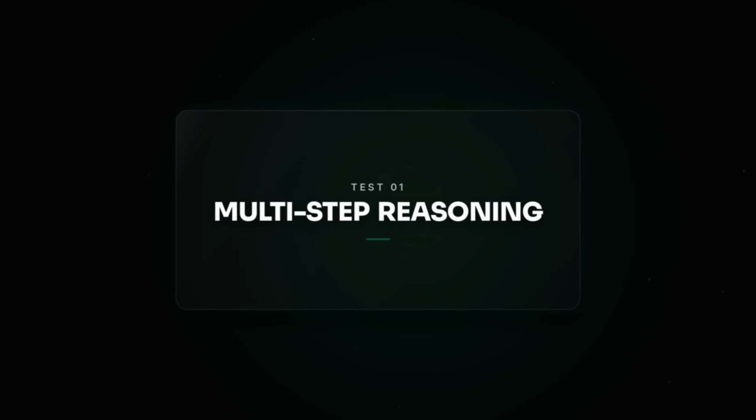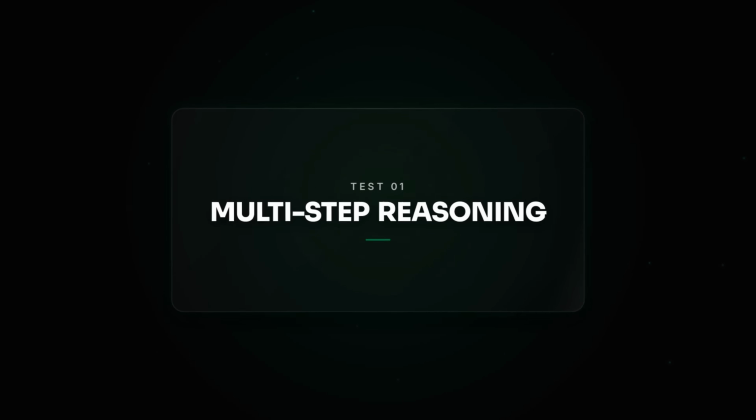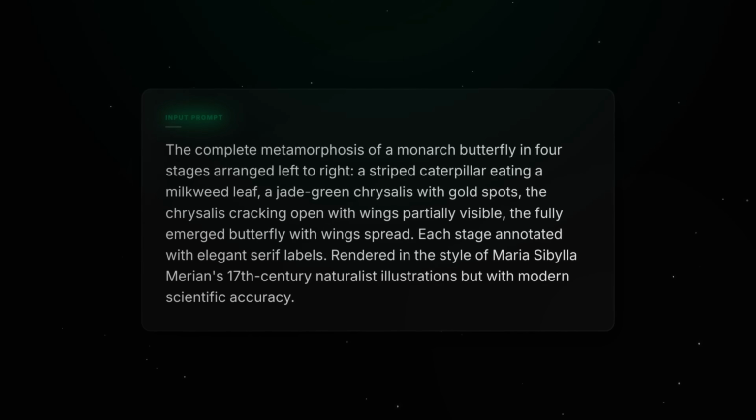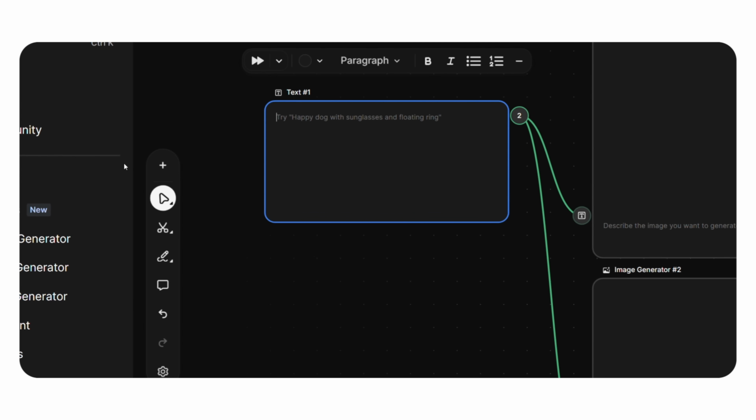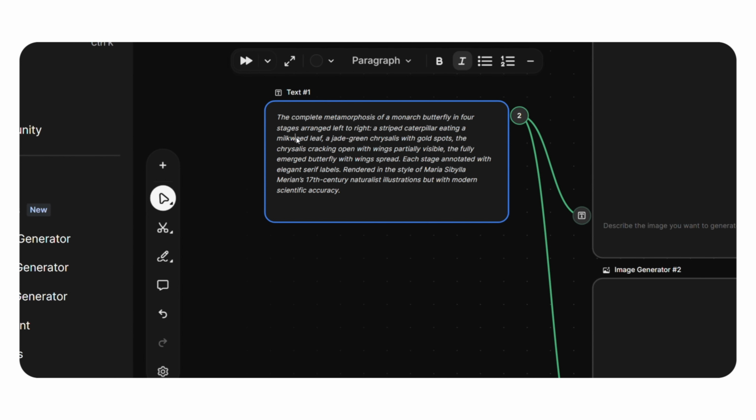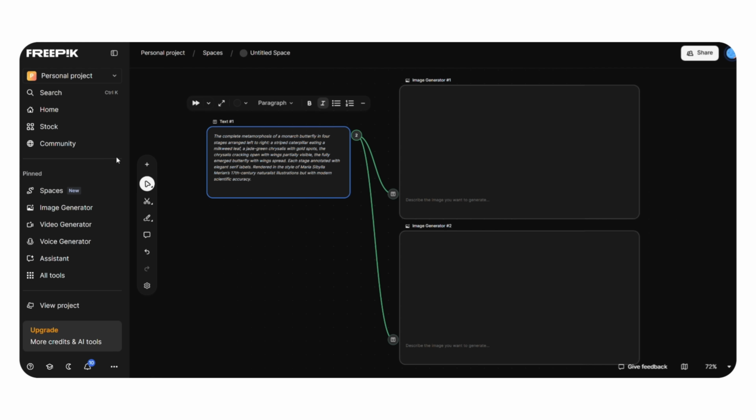All right, let's begin the first test. Test number 1, multi-step reasoning. This test checks whether a model can understand a sequence of transformations. For this test, I wrote a prompt that asks the model to illustrate 4-stage monarch butterfly metamorphosis.